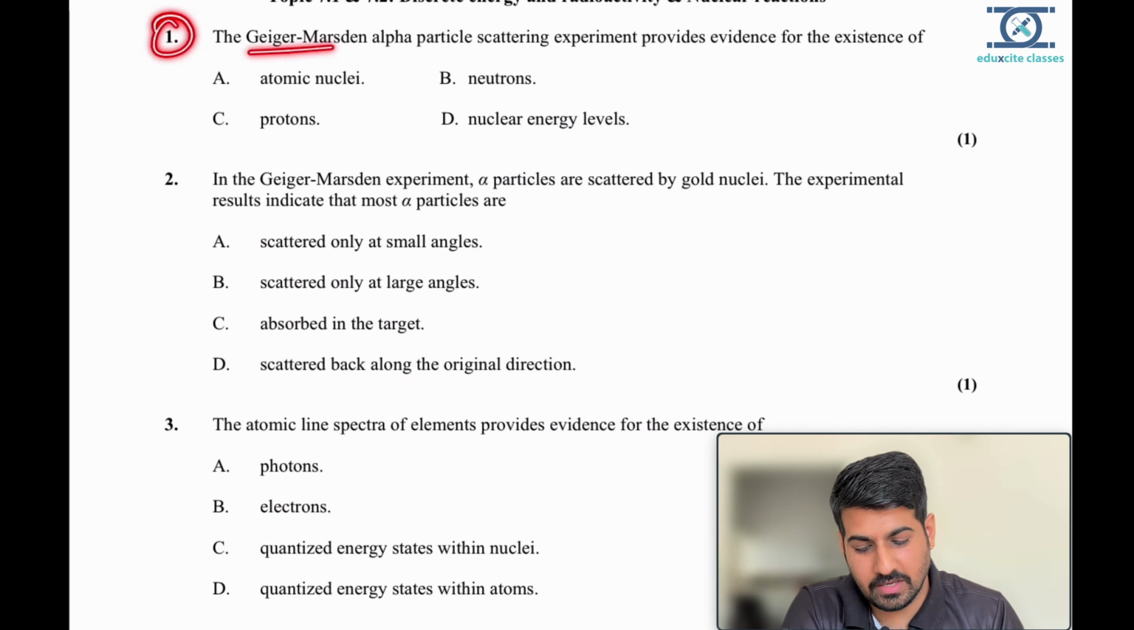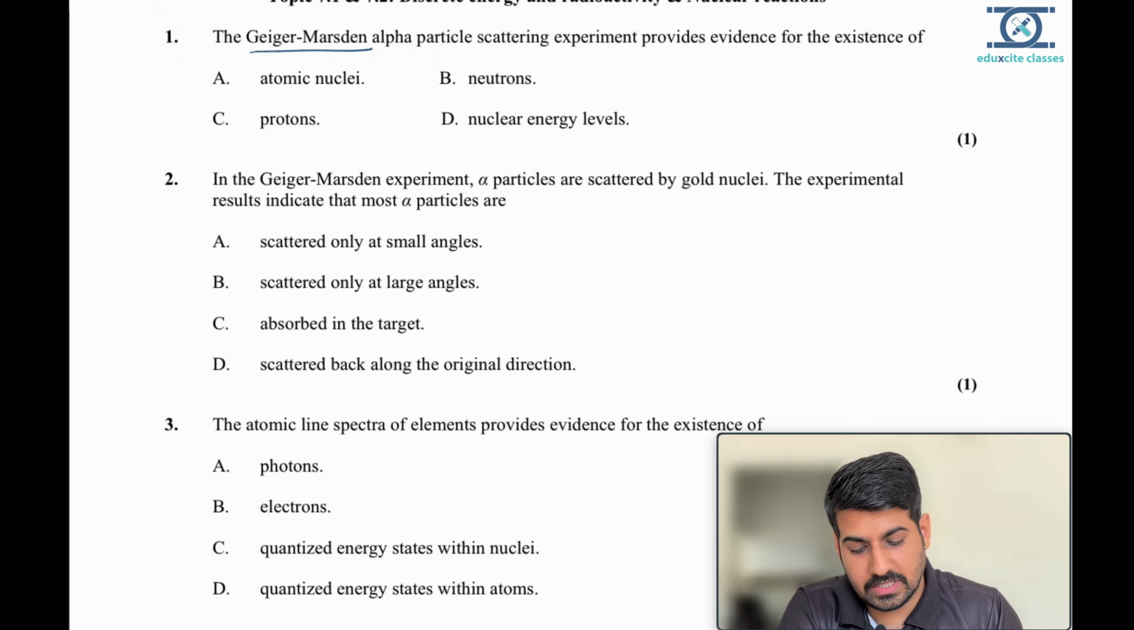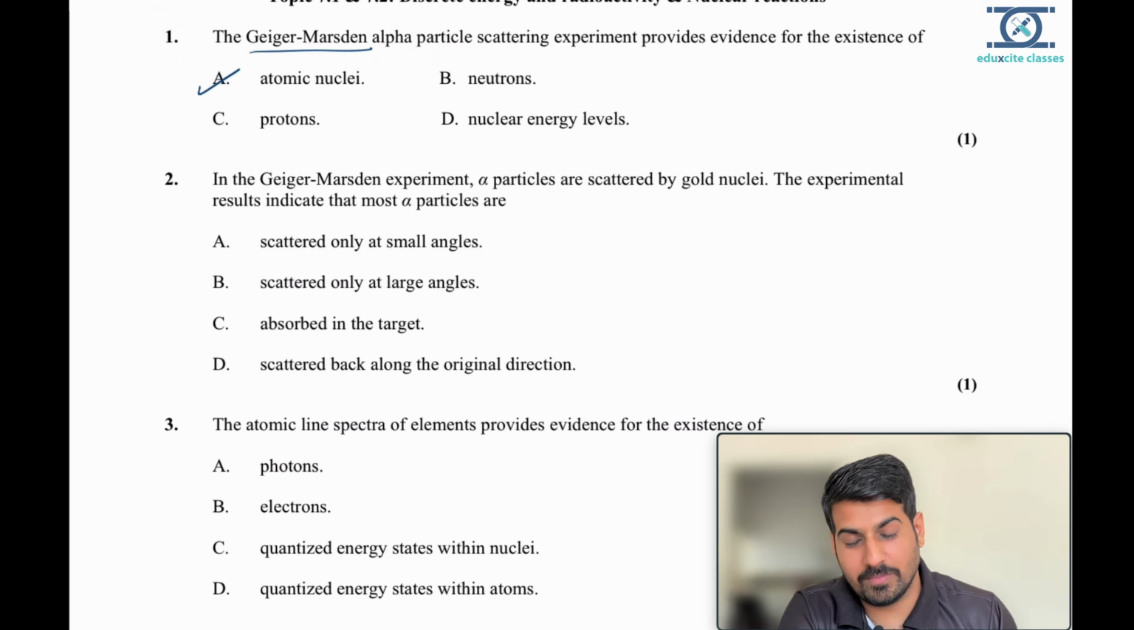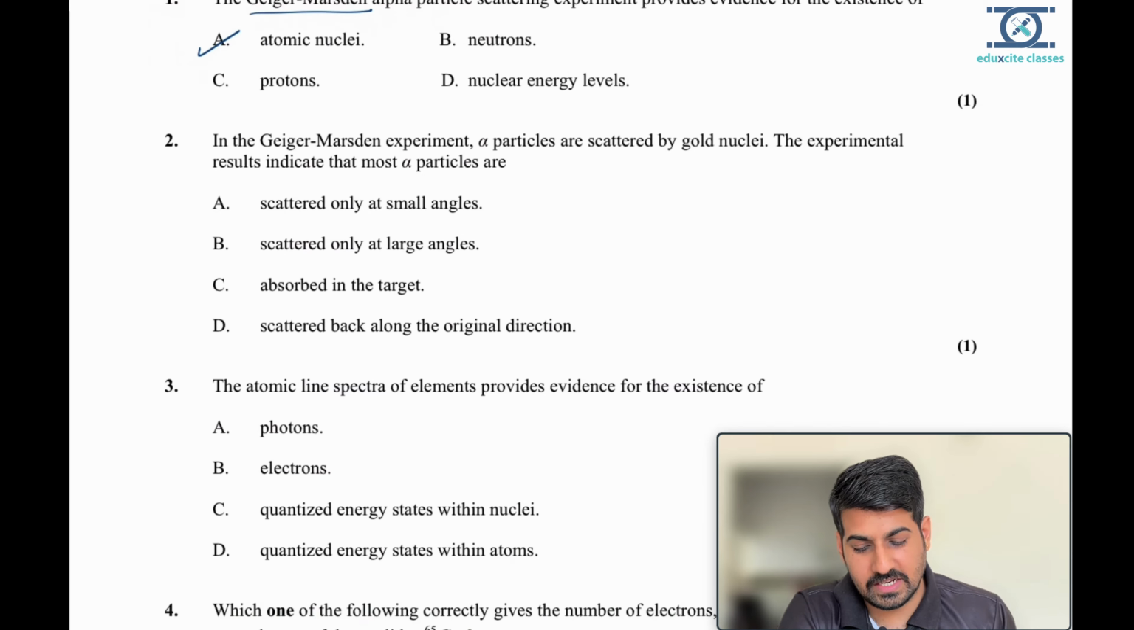So very first question, the Geiger-Marsden alpha particle scattering experiment provides the evidence for the existence of... Now we know that the Geiger-Marsden experiment is nothing but the Rutherford gold foil experiment. So that alpha particle experiment gives us the evidence for the atomic nuclei. The majority of the alpha particles just pass through, which denotes that all the positive charge of the atom was concentrated at the center, and that was considered as the atomic nucleus. So for the first question, option A is the right answer.